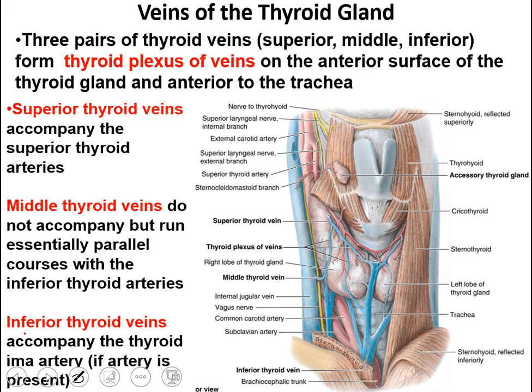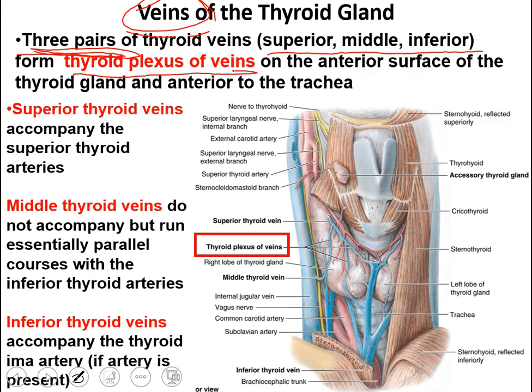Next topic is anatomy of thyroid gland veins. There are 3 pairs of thyroid veins draining thyroid gland. They usually form a thyroid plexus on the anterior surface of thyroid gland and anterior to the trachea. It is quite important to know that superior thyroid veins accompany the superior thyroid arteries, and those veins drain the superior poles of thyroid gland.